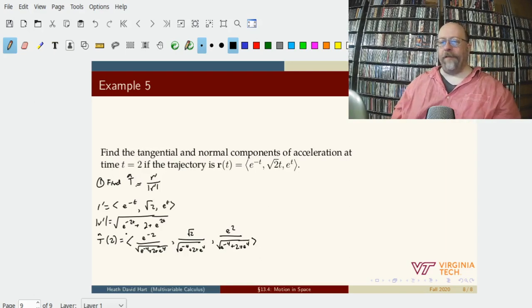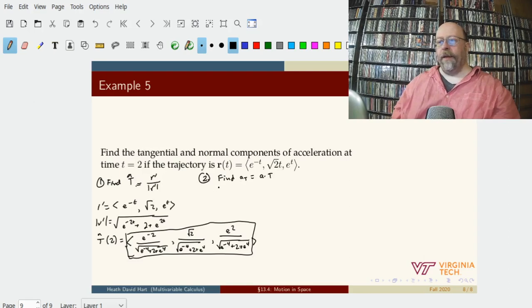And so that's the first step. We have our unit tangent vector. So the next step we need to do is find a_T. That's the a vector dotted with the T vector. So a is the second derivative here, so r double prime, which is the acceleration.